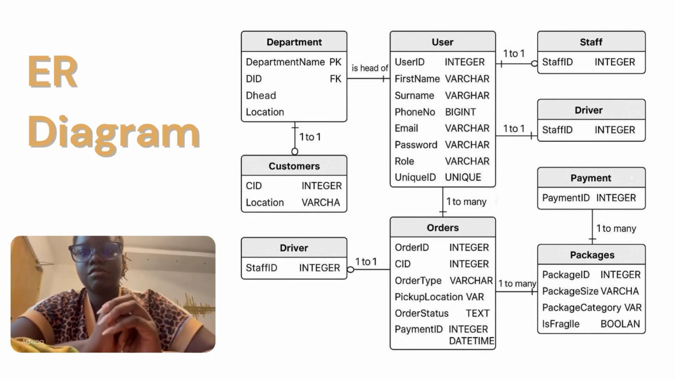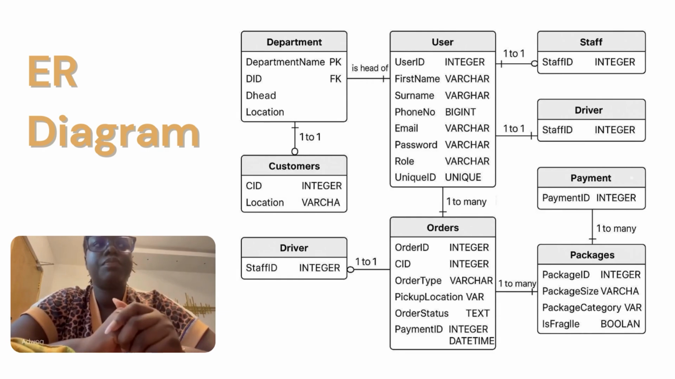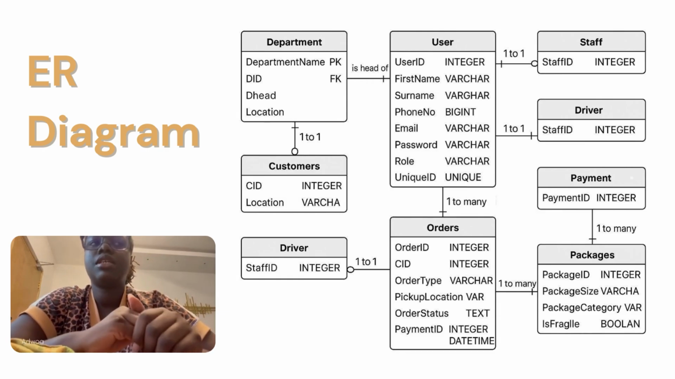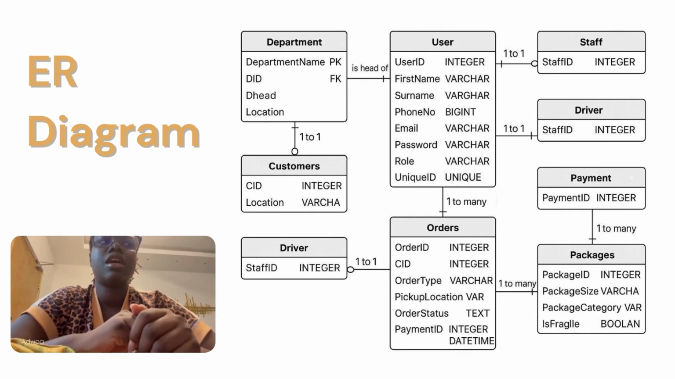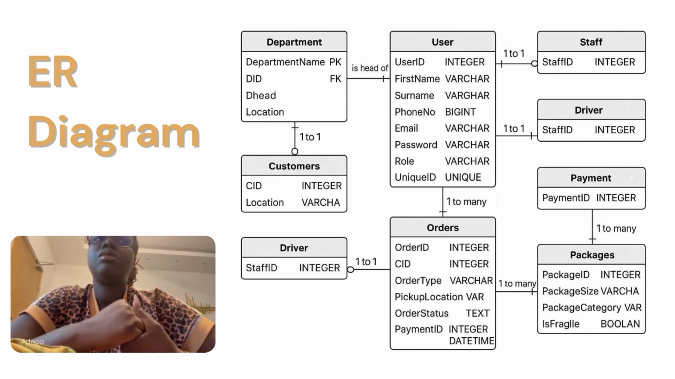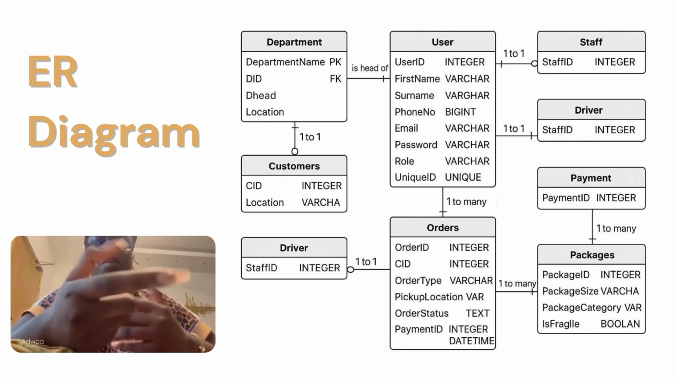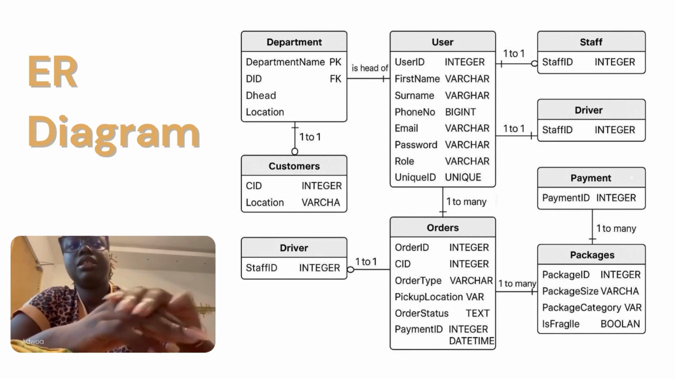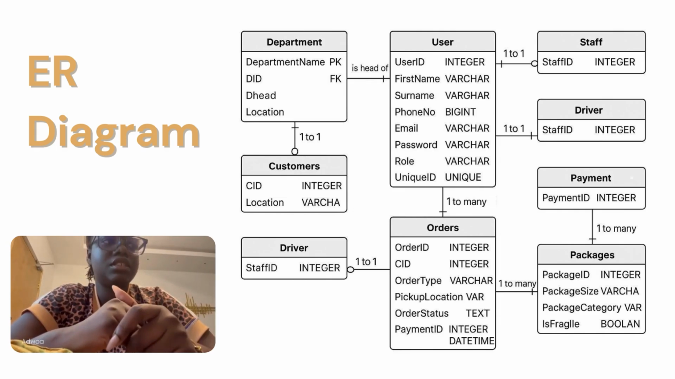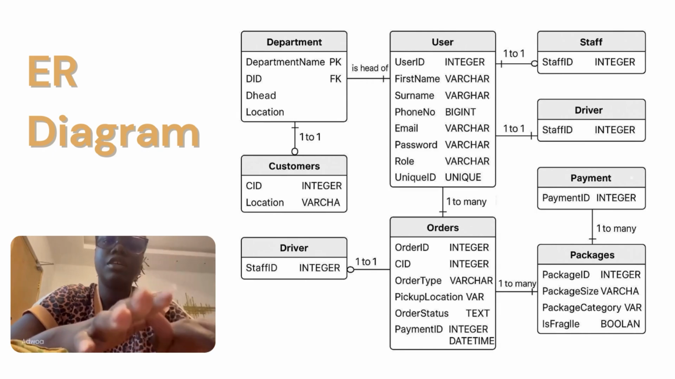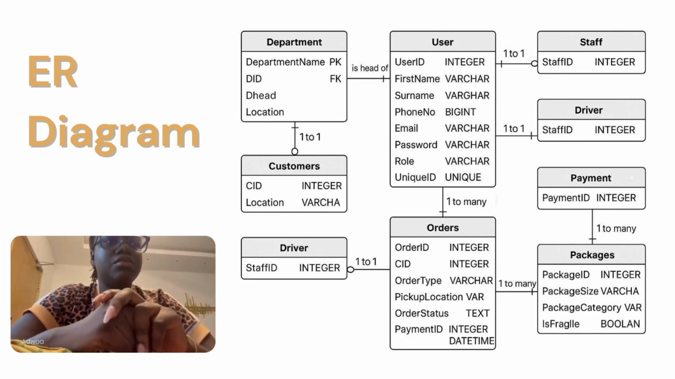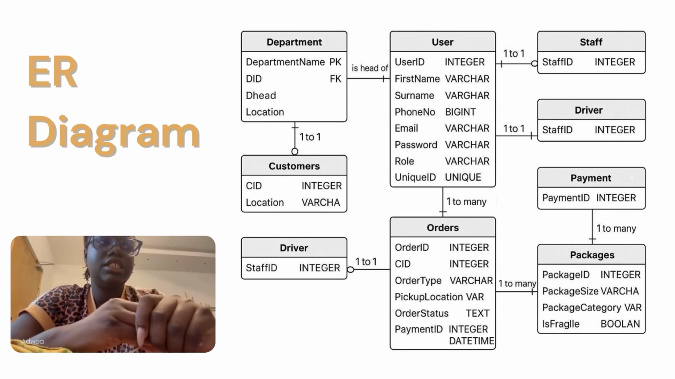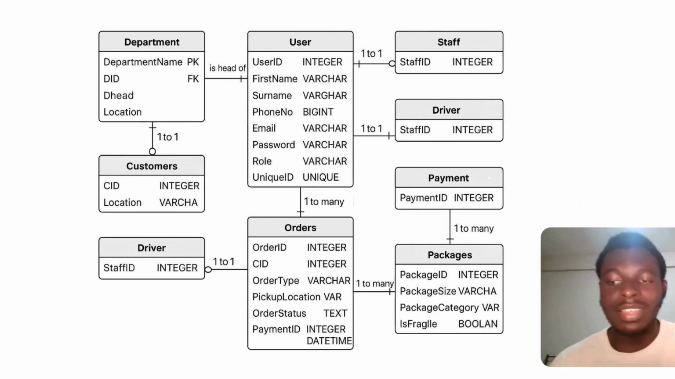From our ER diagram, we derive our relational schema. Tables like orders, packages, customers, and staff contain all necessary attributes. We ensure normalization up to third normal form. For example, the orders table has foreign keys for package ID, customer ID, and payment ID, reducing redundancy and enforcing referential integrity. Each related table uses a user ID as a key to prevent data duplication.